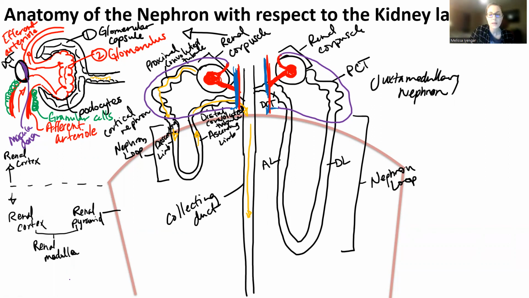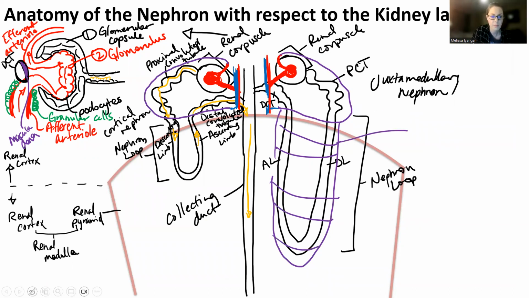So the one difference that you're going to see is that the juxtamedullary nephron, because it has such a long nephron loop, actually has another capillary system that surrounds that nephron loop, and that's called the vasa recta.